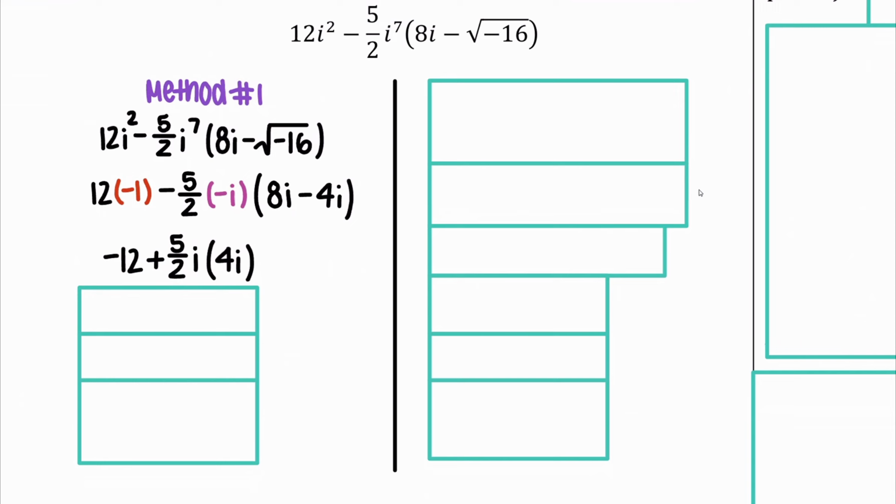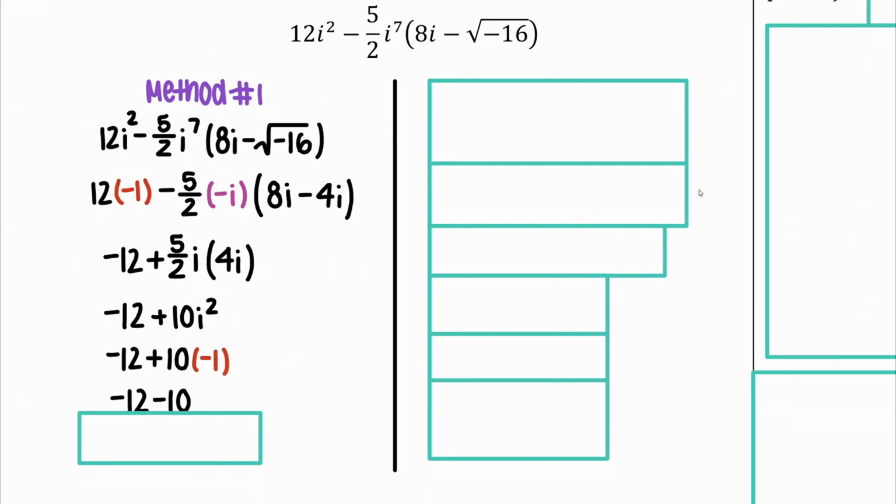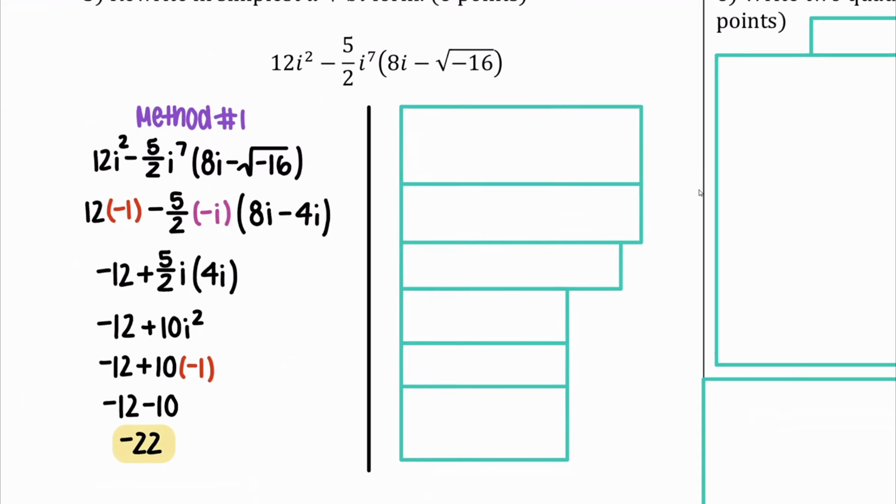And now simplifying further, we can multiply these two terms. Again, you can put it into the calculator or you can break it down as such. Remember that multiplying a whole number by a fraction is the same thing as dividing by its denominator and then multiplying by its numerator. So what do I mean by that? That means 4 divided by 2 gives us 2, and then 2 times 5 gives us 10. So this should give us negative 12 plus 10i squared, because i times i is i squared. And again, because i squared is negative 1, substituting that gives us our final answer of negative 22.